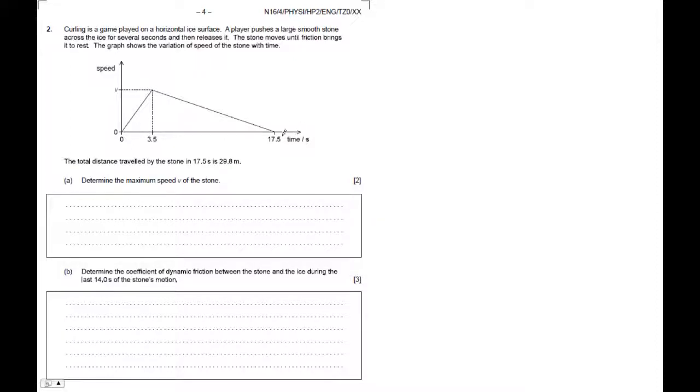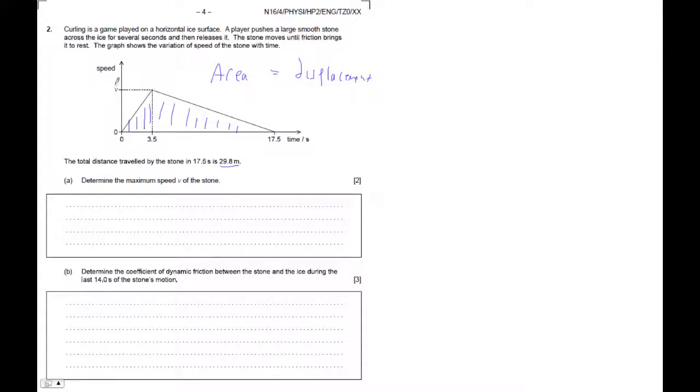We've got the time here, right? And then they tell us that it's 17.5 seconds and it's 29.8 meters. Here's the key concept. The area underneath this has got to be 29.8. That is, the area under a velocity time graph is displacement. Okay, now you're going, well, so what? Area is displacement.